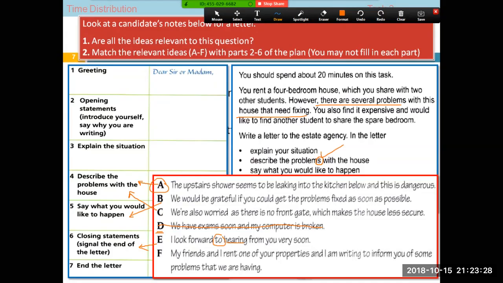Now, my friend and I rent one of your properties, and I'm writing to inform you of some problems. This is basically the opening statement, I guess, in which this person has introduced himself or herself and told the purpose of the writing. Very right.